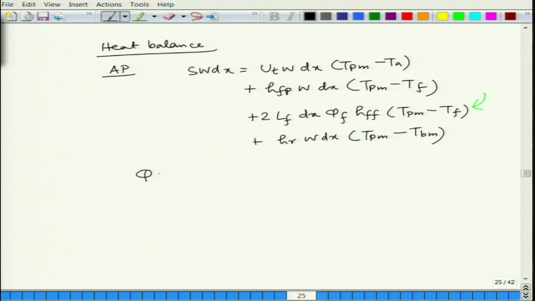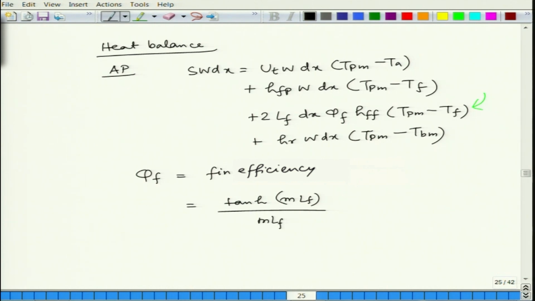Now, what is this phi_f? It is nothing but the fin efficiency. Again, you know this from conductive heat transfer, what the fin efficiency is. You have derived it in this course as well, which is tanh(m L_F) divided by m L_F, where m is (2 h_FF divided by the conductivity of the fin times the fin thickness) to the power half.